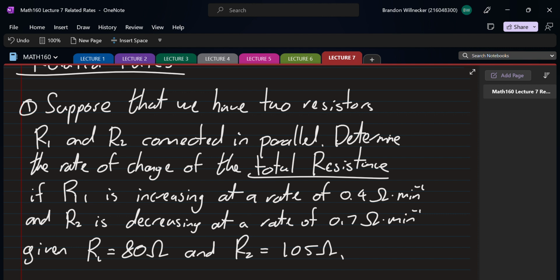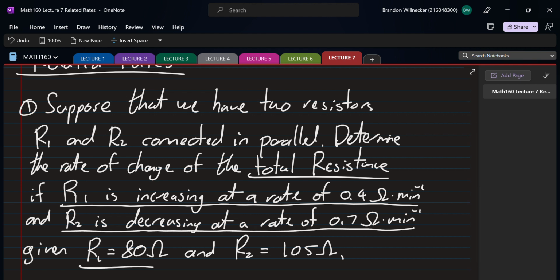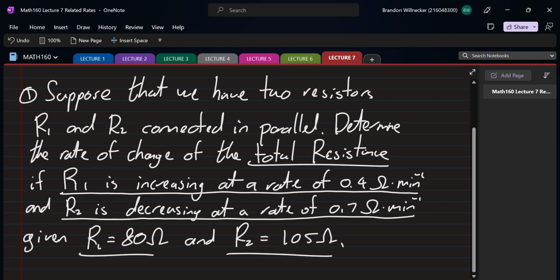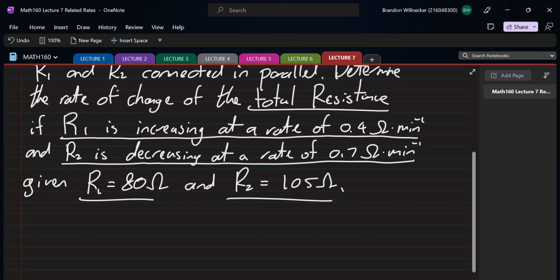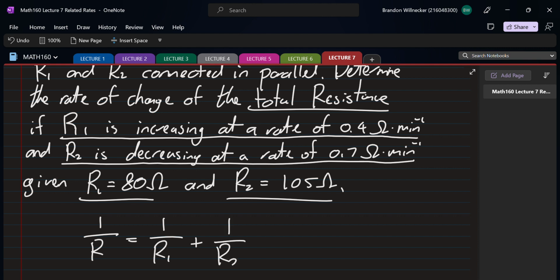Okay, so we know that R1 is increasing at this rate, R2 is decreasing at this rate. We know the values at some time. We want to know the rate of change of the total resistance given these parts. We start off with the equation that relates all of this, the total resistance: 1 over R is equal to 1 over R1 plus 1 over R2.